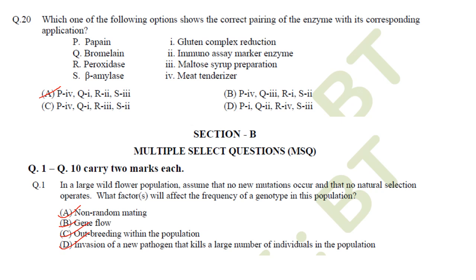Gene flow. In Hardy-Weinberg there is no gene flow, so gene flow will affect genotype frequency. Outbreeding within a population also affects the frequency of a genotype. Invasion of a new pathogen that kills a large number of individuals in the population will also affect the frequency of a genotype. So A, B, C, D are correct.